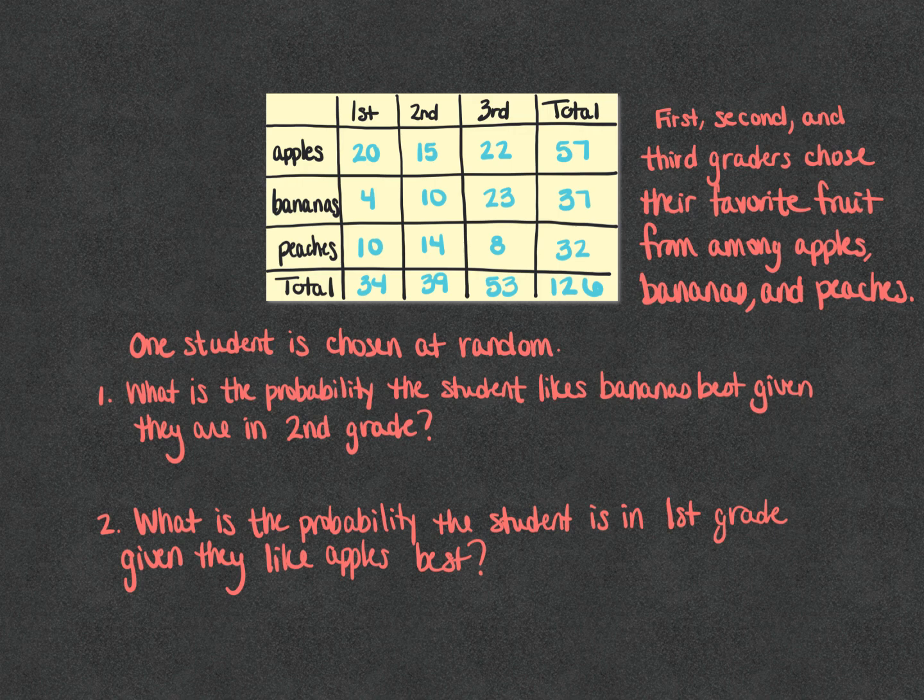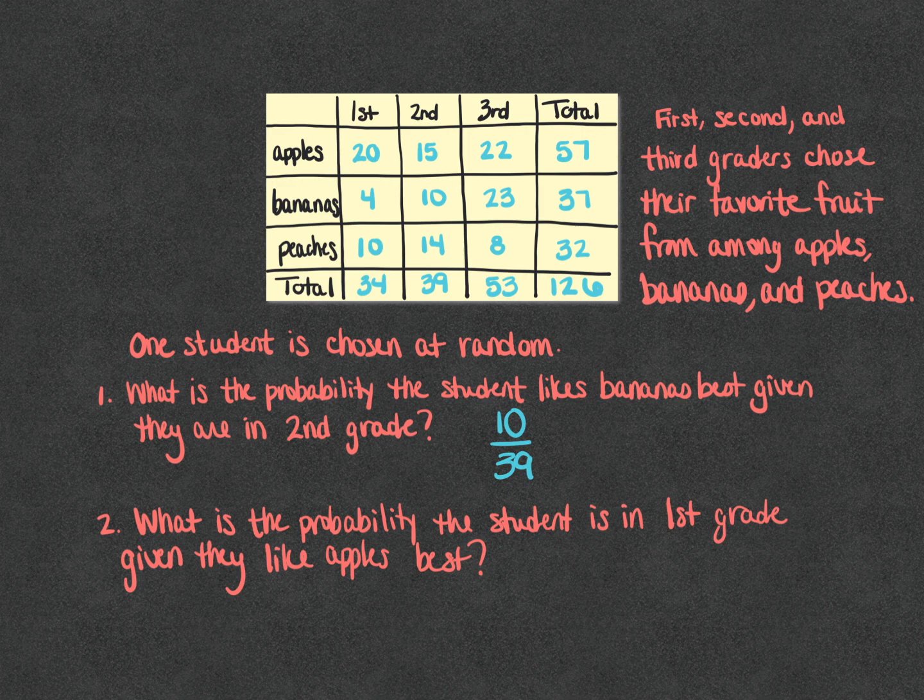So again, if you think about what it is we know in this problem, what do we know about this student? We are given that this student is in second grade. So what we know is that this student falls into this column right here labeled second graders. They are one of 39 students in second grade. Now, only out of these students in second grade, how many of them liked bananas best? Well, that is 10 of them. So the probability a student likes bananas best, given they're in second grade, is 10 out of 39.